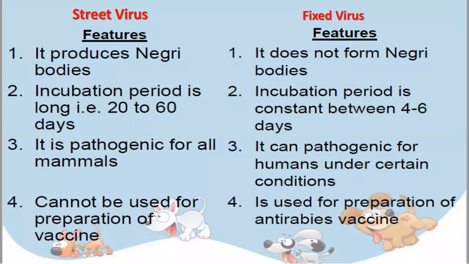Street virus produces Negri bodies, which are a cardinal sign of rabies pathogenicity; we will discuss them later in the presentation. The fixed virus doesn't form any Negri bodies in the brain. The street virus incubation period is longer, 20 to 60 days, while the fixed virus incubation period is very short, a few days. Street virus is pathogenic for all mammals, while pathogenicity can be produced in the fixed virus only under certain conditions. Street virus cannot be used for preparation of vaccine, while the fixed virus is the only one used for preparation of anti-rabies vaccine.